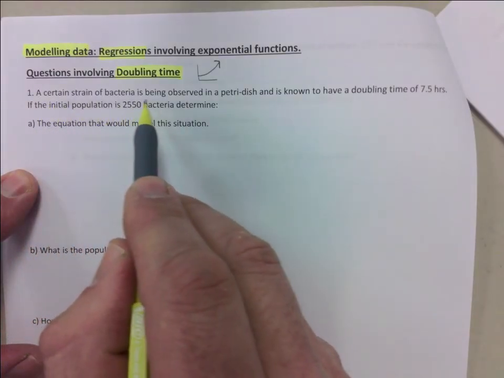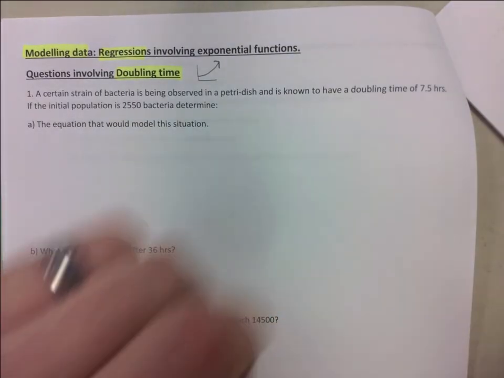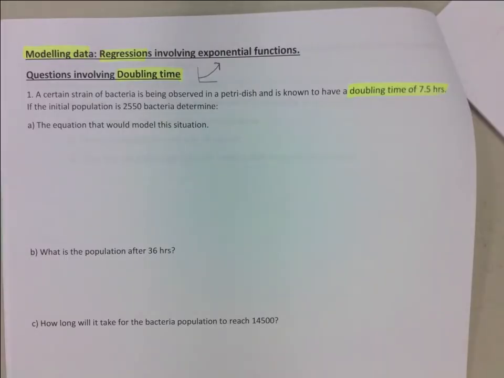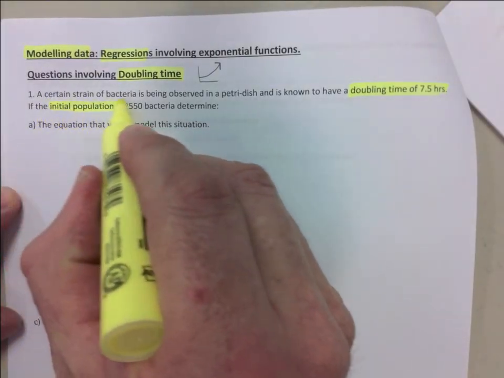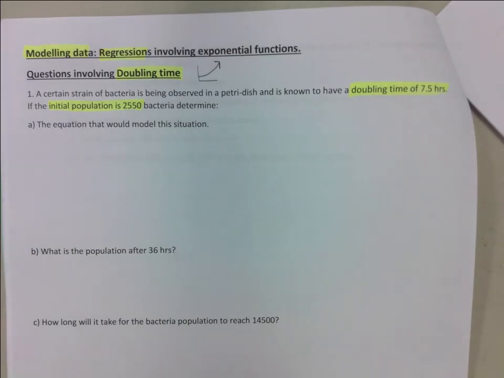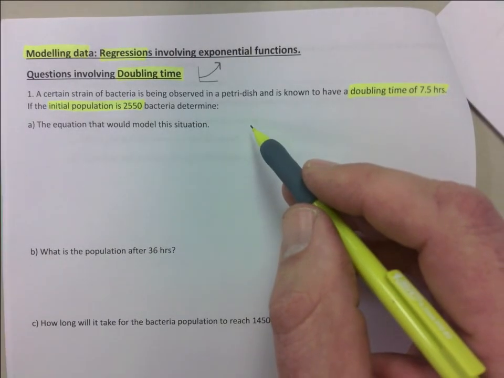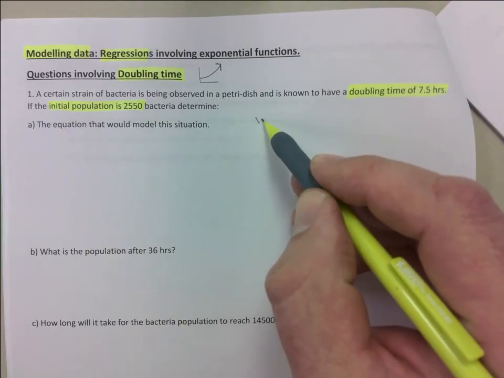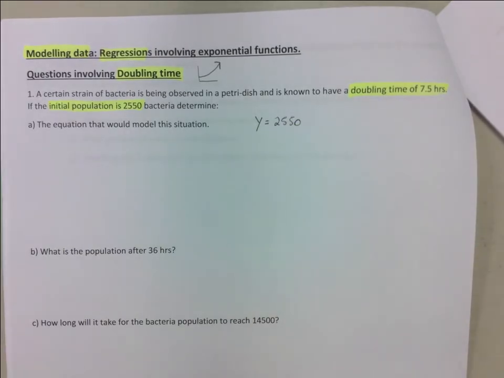A certain strain of bacteria is being observed in a petri dish and is known to have a doubling time of 7.5 hours. The initial population of bacteria is 2,550. Determine the equation that would model this scenario. Okay, I think we would all have to agree that our equation is going to look like this. The start will look like that, right?